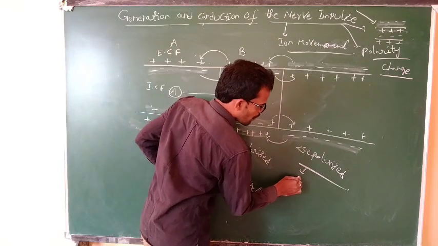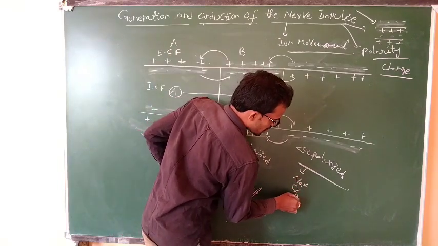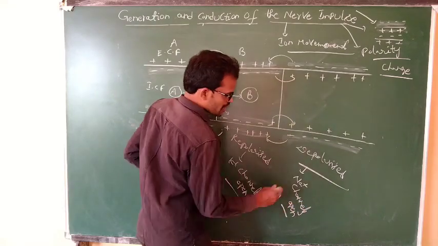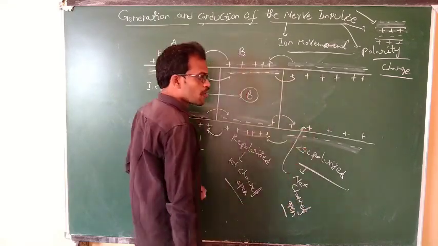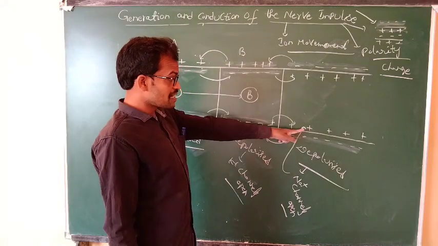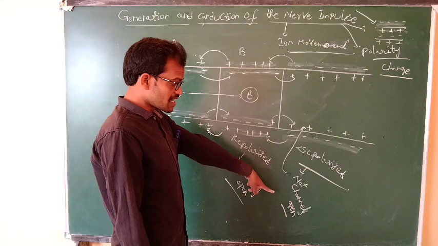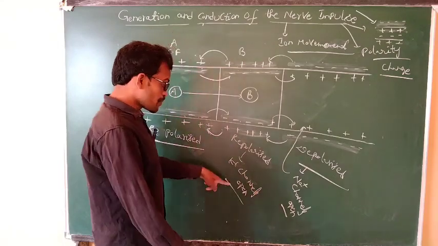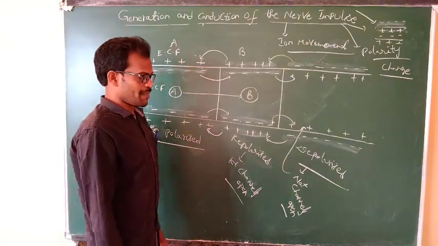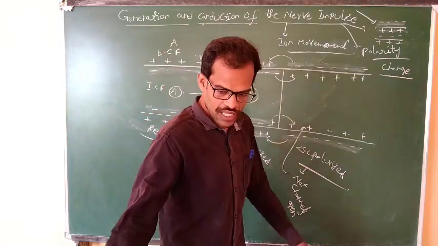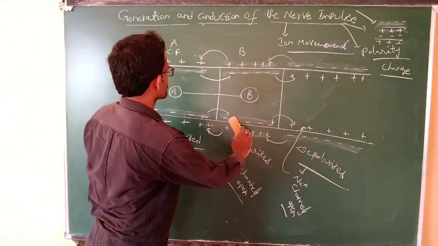Here, sodium channels are open. In this depolarized condition, sodium channels are open, and in the repolarized condition, potassium channels are open. That is the main condition during the nerve impulse.